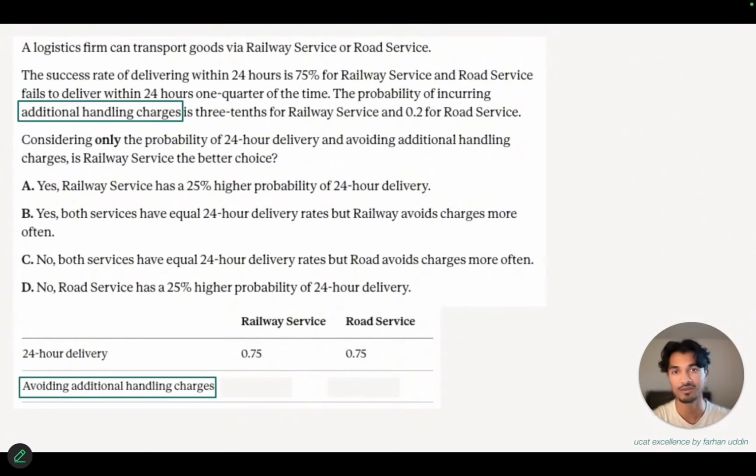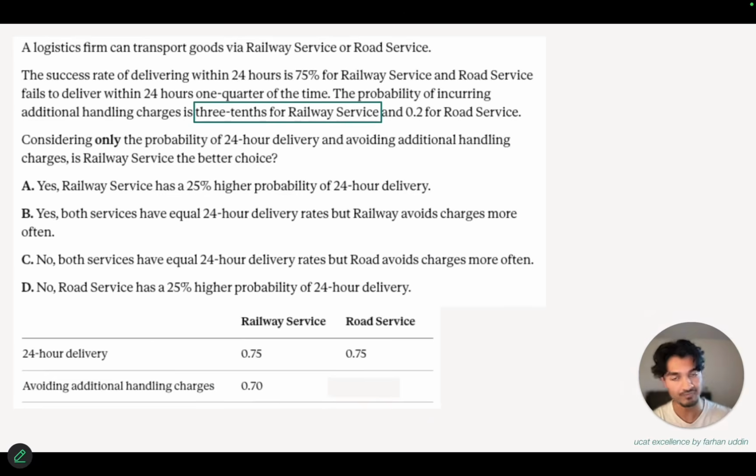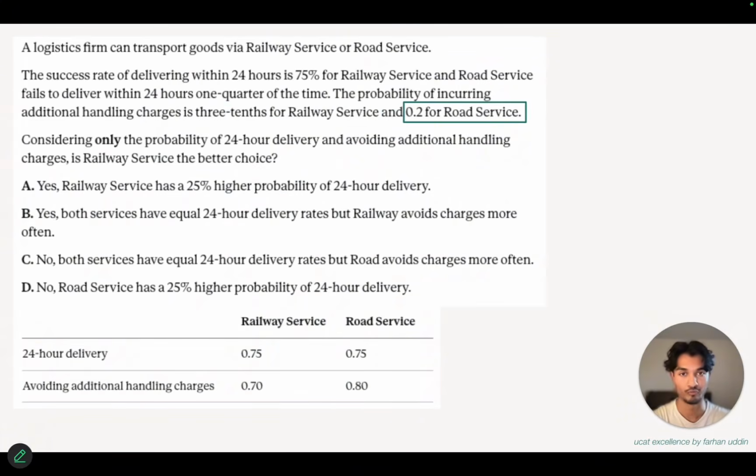Anyways, let's keep going. The probability of incurring additional handling charges. Now, that's a negative thing. Why would I want to incur these additional handling charges? And again, it tells you in the question, considering only the probability of avoiding additional handling. So it tells you the success metric there. So we're going to put the success metric here, which means we're going to flip this around, and that becomes 0.7. And 0.2 for road service, flip that around, becomes 0.8.